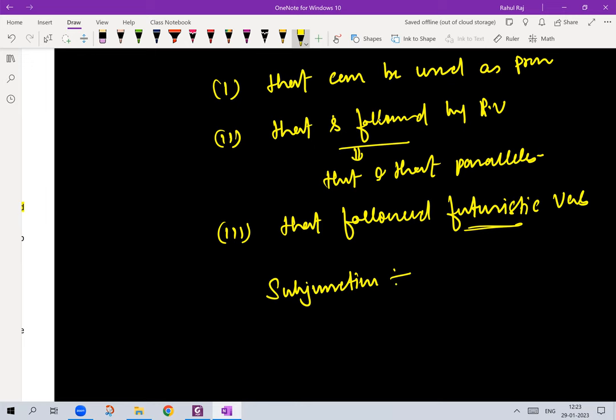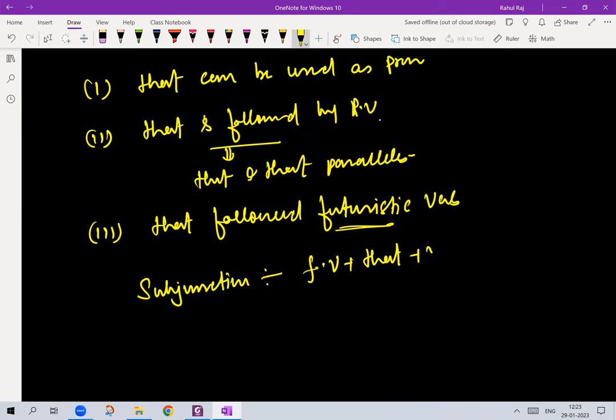And what is subjunctive construction? It says that there's a futuristic verb. After the futuristic verb, there should be "that". And then it should be a root form of the verb, or "be".